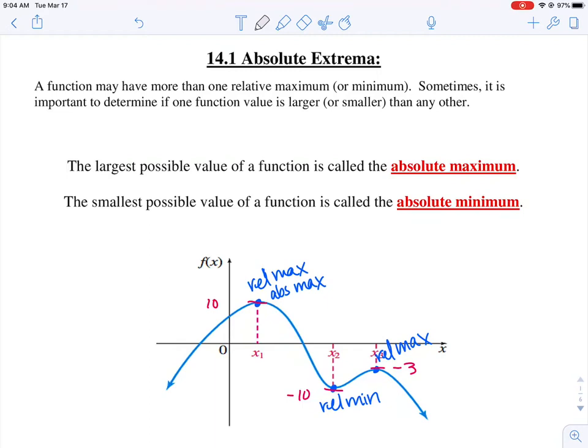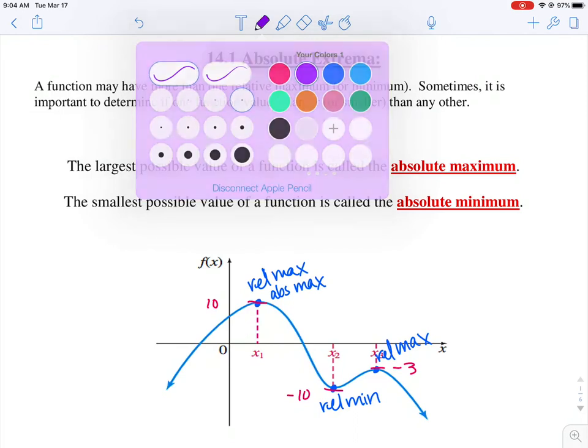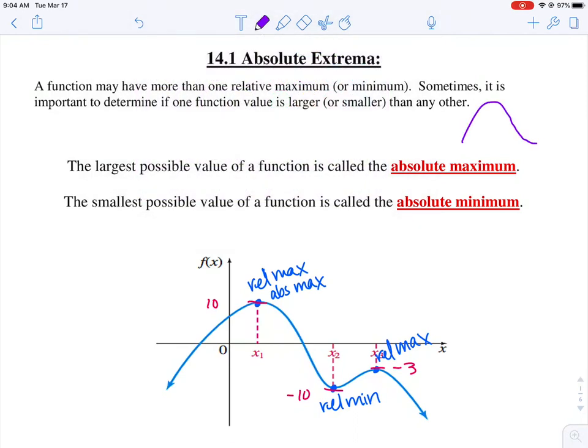We're going to start chapter 14. We're going to continue our discussion about extrema. Remember, in chapter 13, we talked about relative maximums and minimums. Remember, that's when the first derivative changes from positive to negative or negative to positive. We can find all the places on a graph where the graph goes up and then goes down, or goes down and then goes up, right? Relative extrema. But we're going to add to that discussion today and talk about absolute extrema.